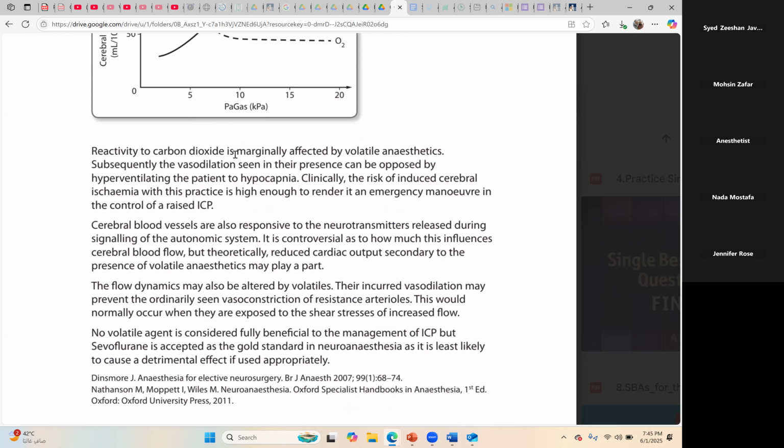They're saying that reactivity is not much affected. So we can have some cerebral vasoconstriction for a specific period of time, like if the surgeon is saying the brain is tight. Immediately we can do it to achieve that, but not for a persistent time, because it will lead to cerebral ischemia.